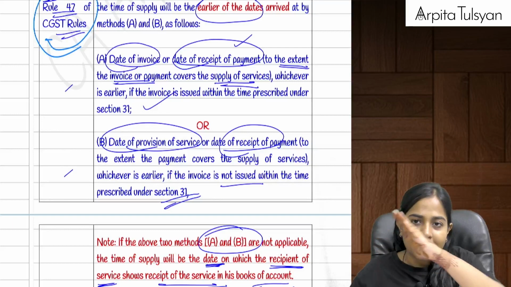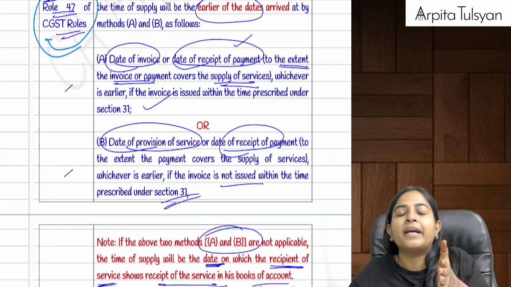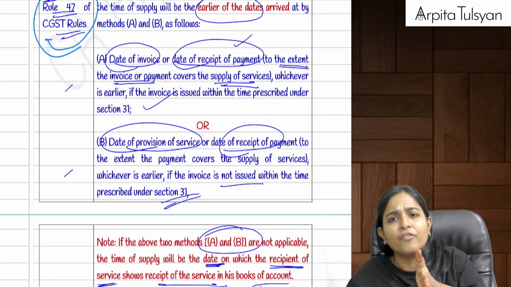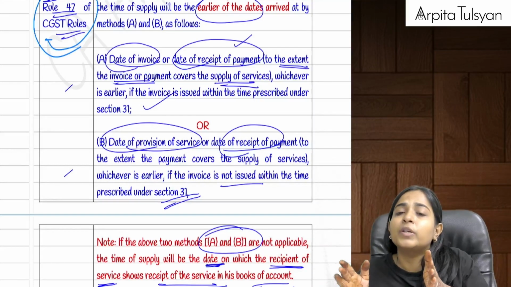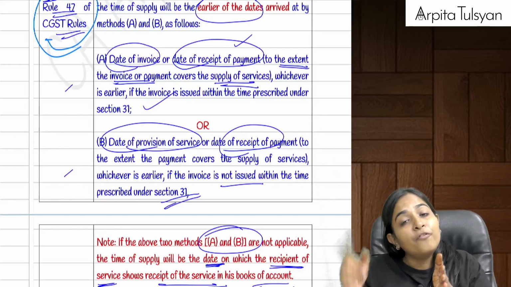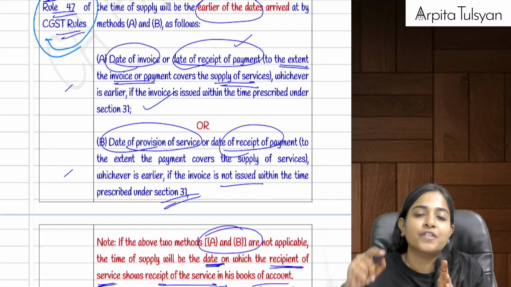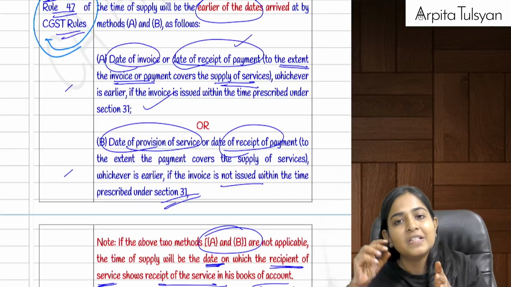So again I am repeating, invoice on time. If the invoice is on time, then what happens? If invoice is on time, then date of invoice or receipt of payment whichever is earlier. If the invoice is late, then what is going to happen? Then date of provision of service, that is date of completion of service or receipt of payment whichever is earlier.